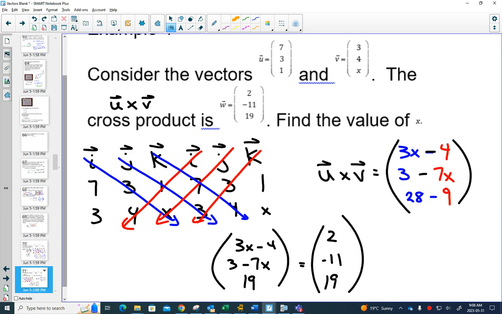Absolutely. Now, from the first one, you could solve, right? If 3x minus 4 has to equal 2, it's not hard to move the 4 over, divide by 3, and get that x equals 2. We should double check to make sure that x equals 2 works for the second equation. If you plug in 2 for x, is 3 minus 14 negative 11? Yes.